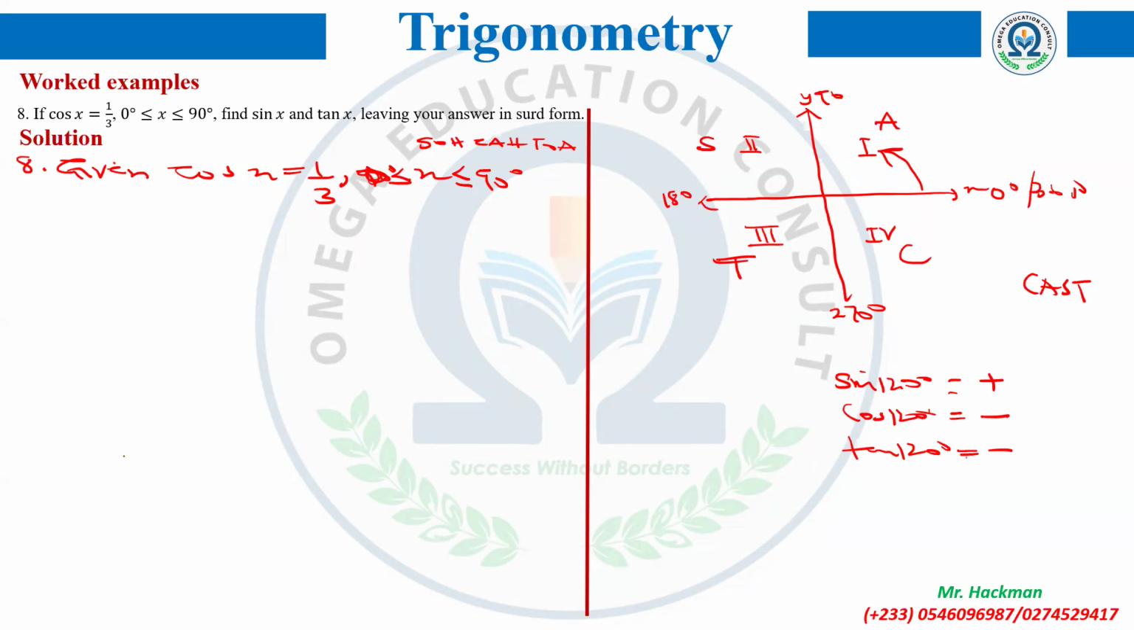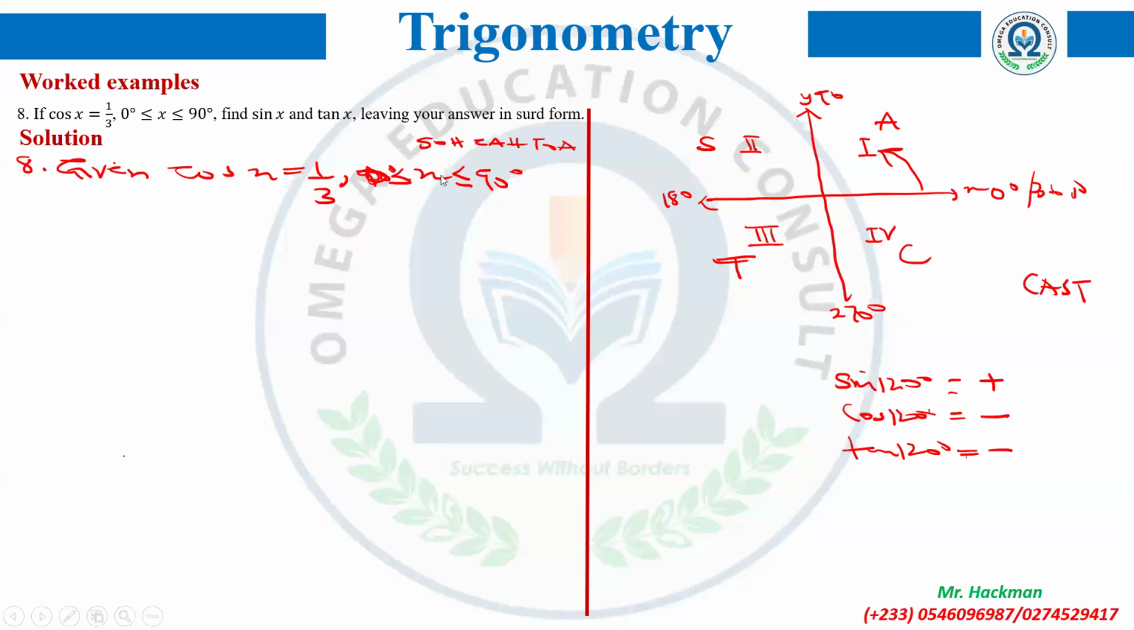So now my question. We know that cos is what? Adjacent over hypotenuse. So it means in the triangle that you are going to consider to find your cos x, the adjacent was 1 and the hypotenuse was 3. Do you agree?